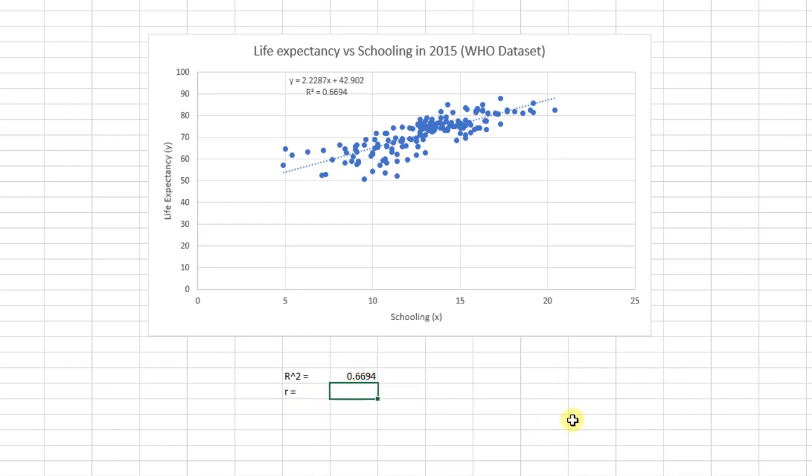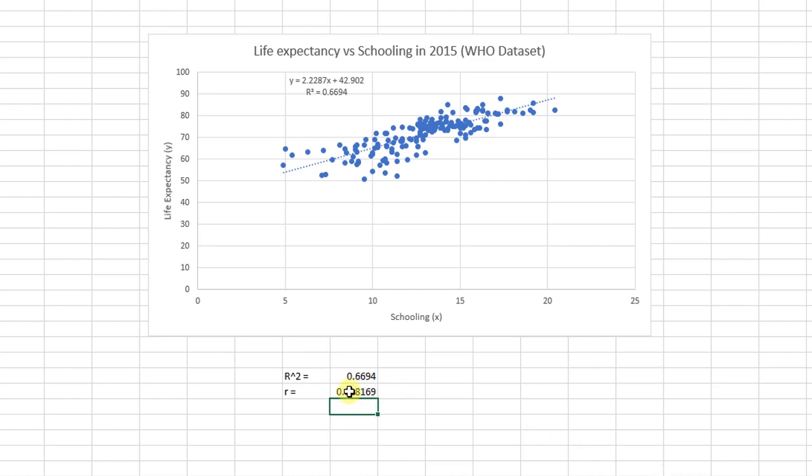And if I want to know R, what should I do? I should basically take the square root. So equals SQRT, open your parenthesis. You can go ahead and you could just type in 0.6694, or I could just click that cell. Close the parenthesis. Okay, and there's R. One more thing, you want to notice that our correlation coefficient is positive, and that is because the slope of this line is positive. Okay, now if the slope of this line was negative, after we took the square root, we would need to take it to be negative. Okay, because R tells us both the direction and magnitude of the correlation.